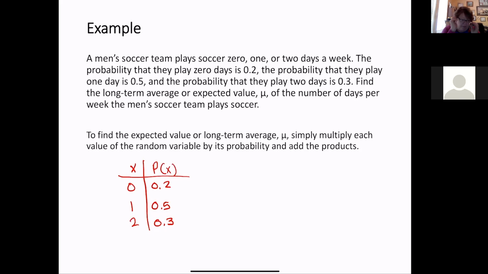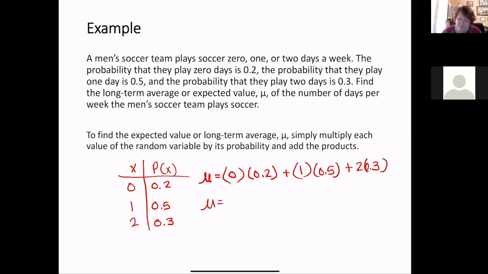So to find the expected value, mu, we take the value that the random variable can take on, and we multiply it by the probability. And then we add those all up. Okay, so we take 0 times 0.2, we add 1 times 0.5, we add 2 times 0.3. So we get 1.1.